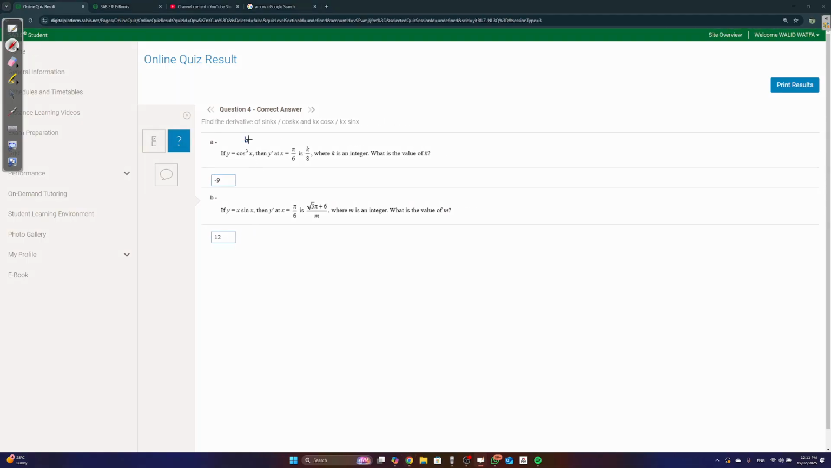Question 4. If y equals cosine cube x, then y prime at x equals pi over 6 is k over 8. What is the value of k? Okay, you need to derive cosine cube x. I'm going to give you my advice. I looked at this, I didn't know what to do, honestly. Obviously it's not going to be like this, okay? It's not this easy, right? We're not going to take the power down. I asked my mom and I got yelled at because apparently this is a very stupid question.